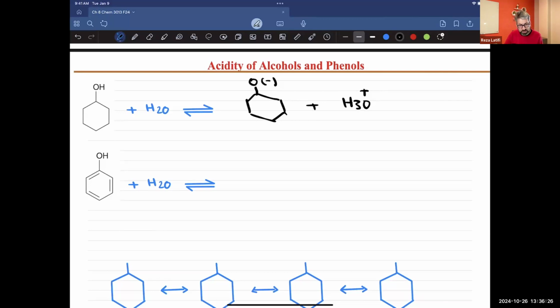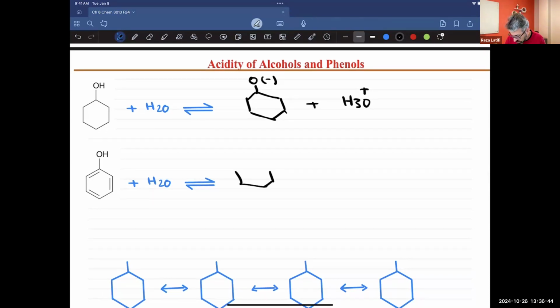Now, if you remove H from phenol, phenol is technically an alcohol, but it is attached to a ring, and the ring has a conjugated system, or it has 3 pi bonds. If that happens, we get this compound. We get O with 3 lone pairs and a -1 charge. Similar to the top one, we have 3 lone pairs, and also 3 pi bonds, plus hydronium ion. Anything that stabilizes the conjugate base will increase the acidity.